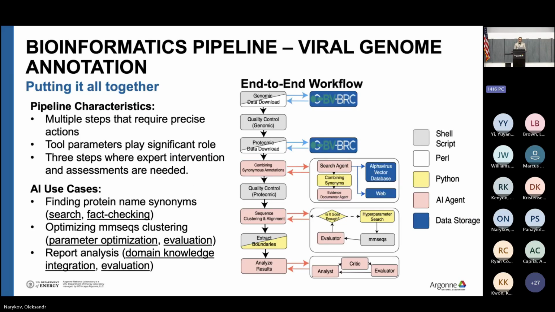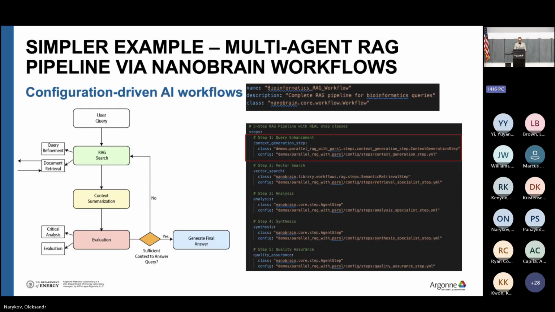There is also a need for complex bioinformatics pipelines, for example for viral genome annotation, where we would need to combine the usage of multiple tools and even AI decision making in the process of a single workflow execution. So for this purpose, we're developing NanoBrain workflows, a configuration-driven workflow structure that is very flexible and allows you to specify the usage of each agent or tool via a separate configuration file.